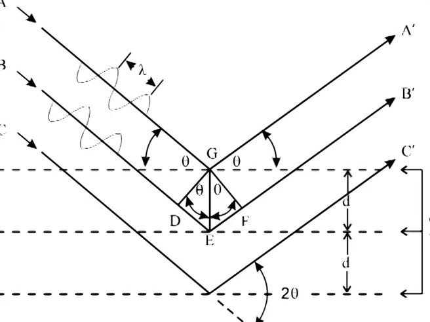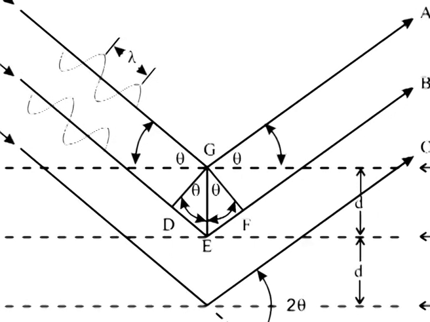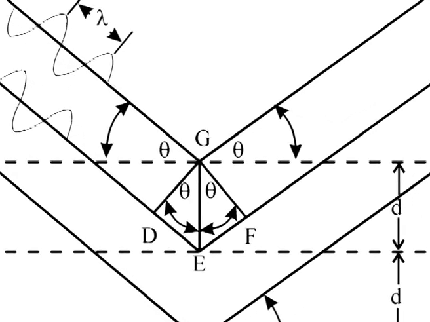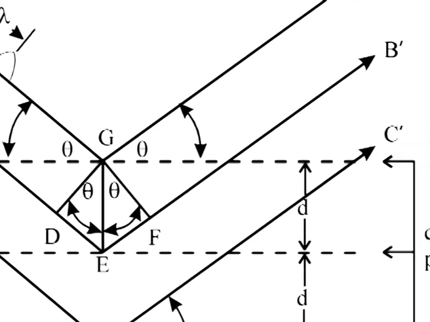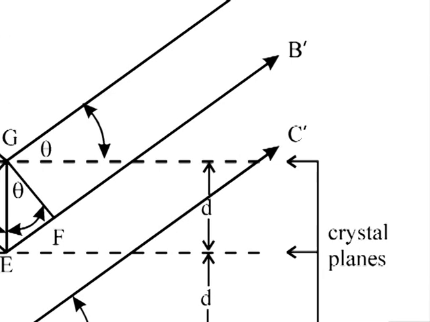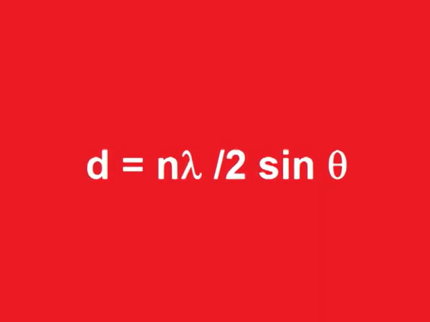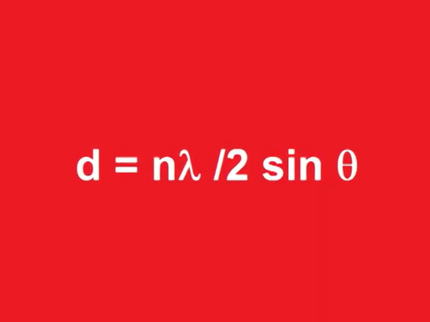What it says is that if we know the wavelength lambda of the X-ray going into the crystal and we can measure the angle theta of the diffracted X-rays coming out of the crystal, then we know the spacing, referred to as d spacing, between the atomic planes. d is equal to n lambda divided by 2 sin theta.